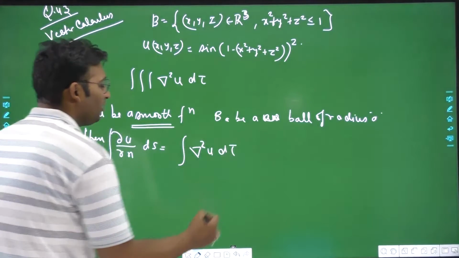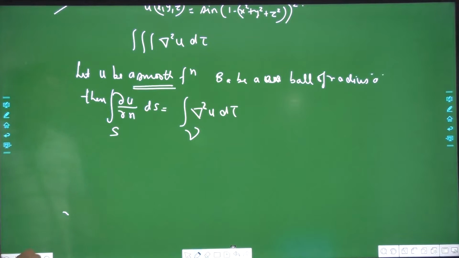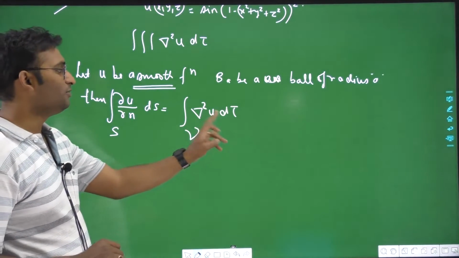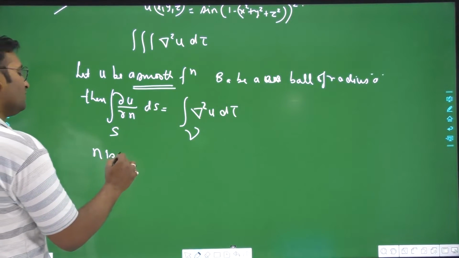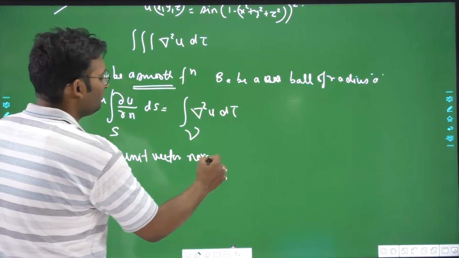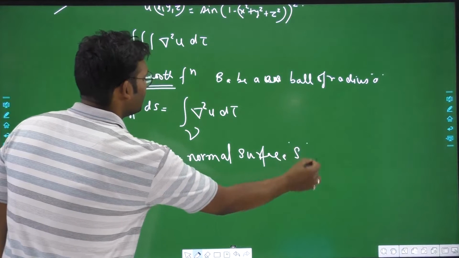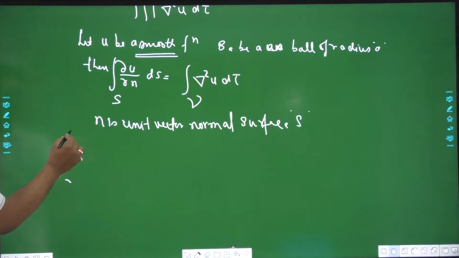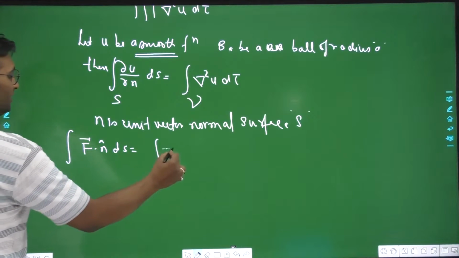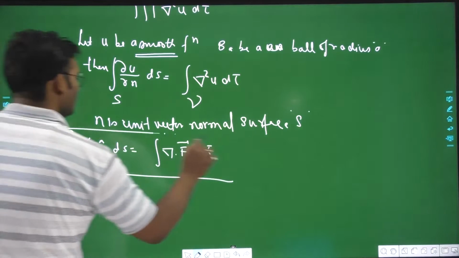So if a unit ball is having volume v, which is enclosed by a surface S, then the integral of del u upon del n ds is equal to the integral of del square u d tau, where n is the unit vector normal to the surface S. How will we do this? Look, you read that the integral of F vector dot n cap dS is equal to the integral of del dot F vector d tau. This is your divergence theorem.